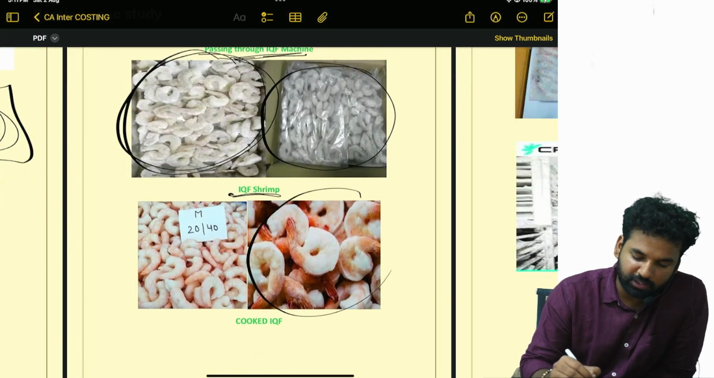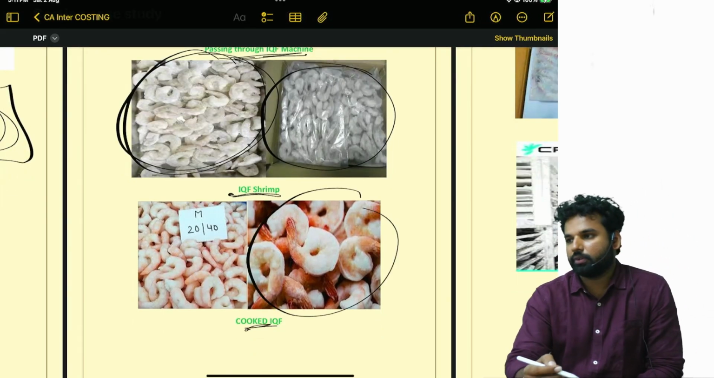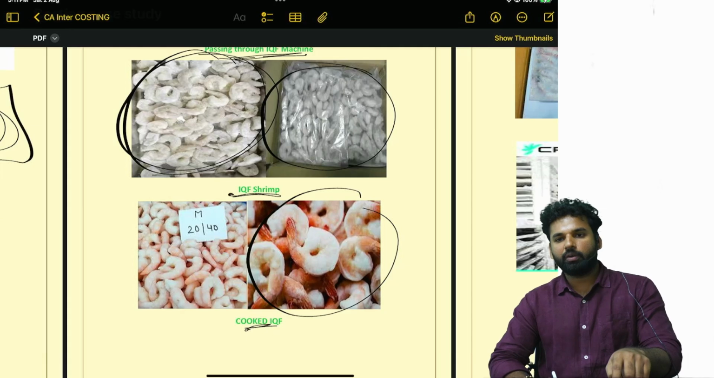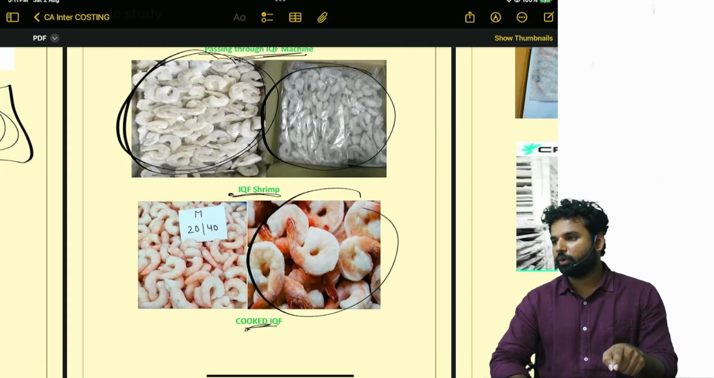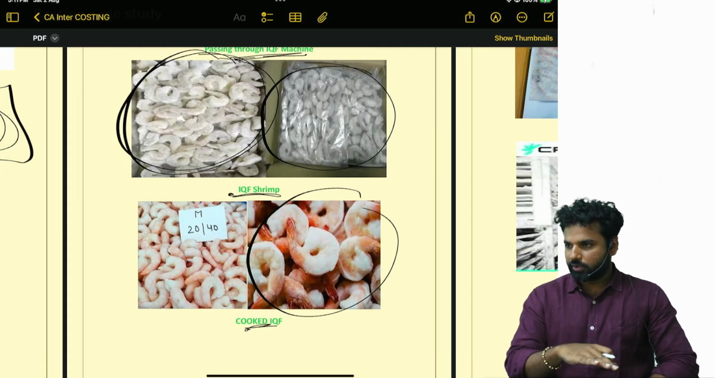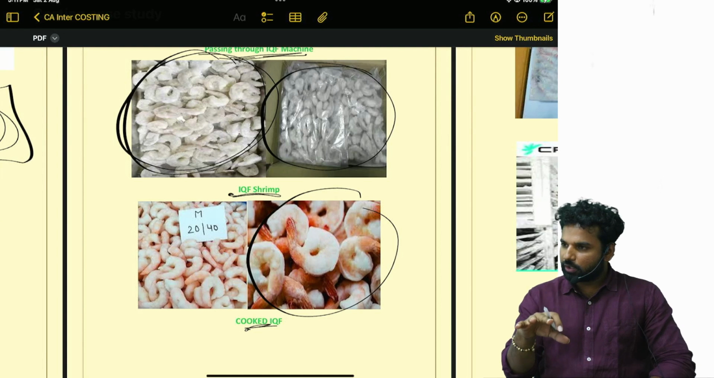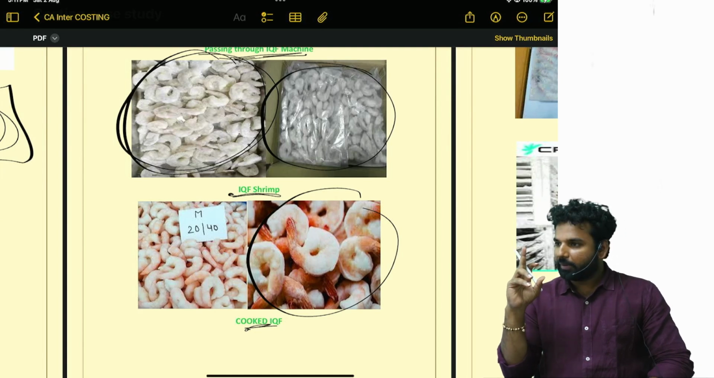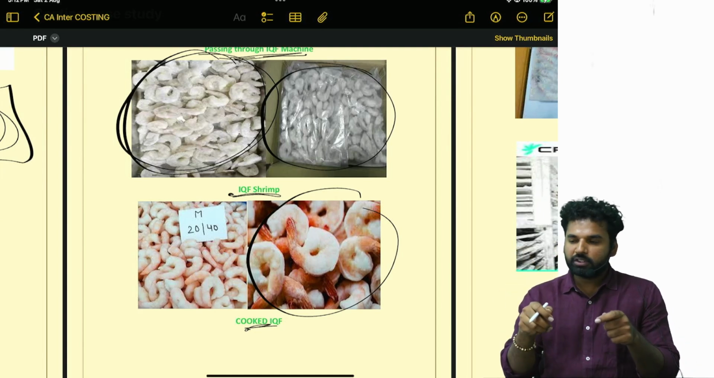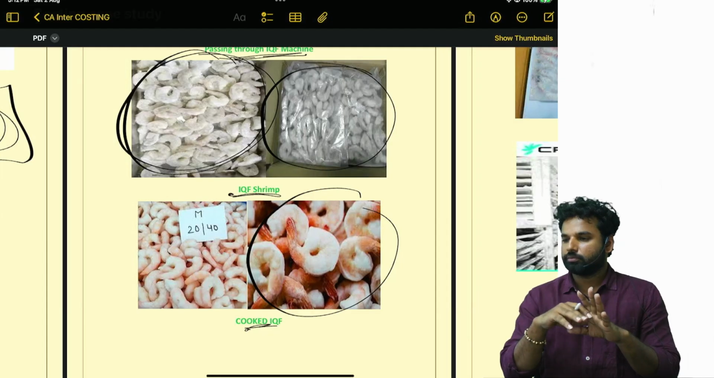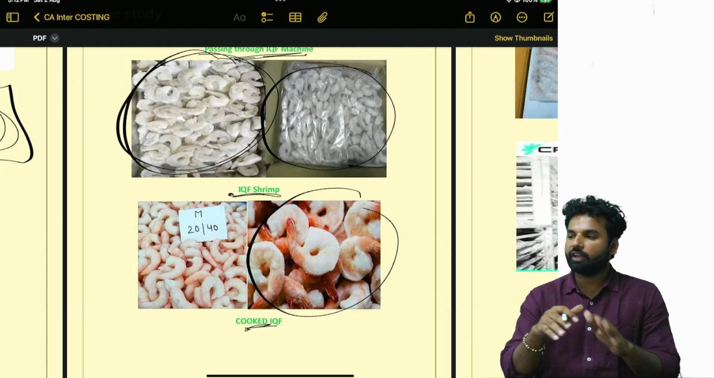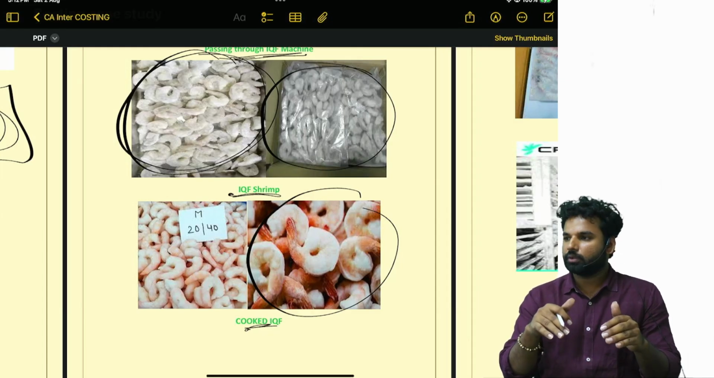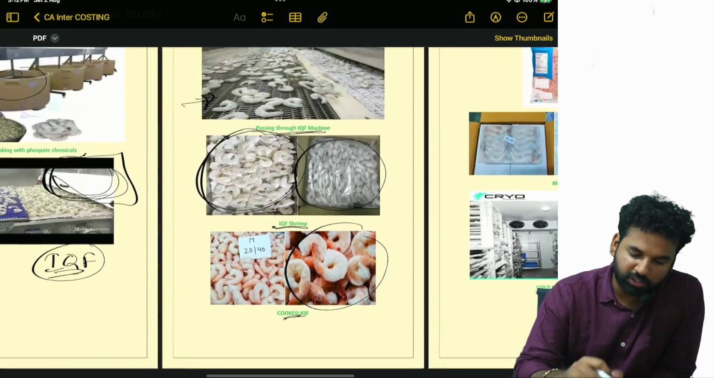At the same time, this is cooked IQF. Cooked means what? It will be going directly into the boilers. So directly going into the boilers means, whenever the buyer is there, he can just heat it and directly consume. So like this is cooked. Okay, right. So this is a different variety.